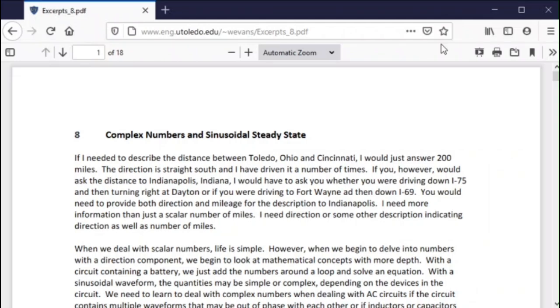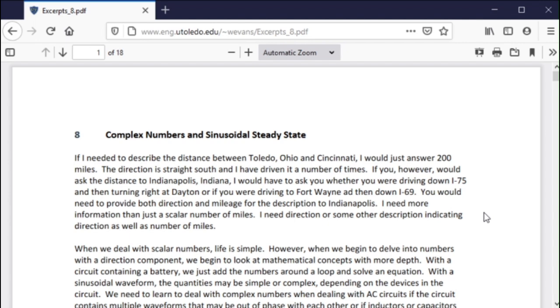Good morning. We're studying Chapter 8, and we're going through complex numbers. This is a lead up to being able to solve AC problems. So basically there's a purpose behind this, and while it may not be obvious to you right away, you will see that as we go through this, there's a reason for what we're doing.